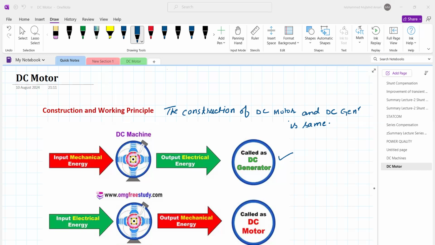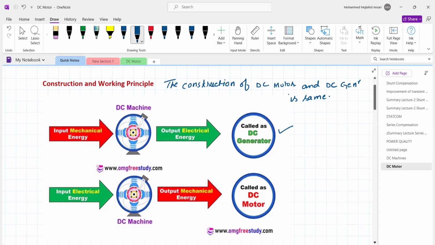Now, if we are supplying the electrical energy instead of the mechanical energy to the same machine, that machine will convert that electrical energy into the mechanical energy and it is called as a motor. So in between there is a magnetic field either for the generator and for the motor. So the input is electrical and output is mechanical. It is called as a DC motor. Since the construction is same, simply DC machine may be a motor or may be a generator from its operation.